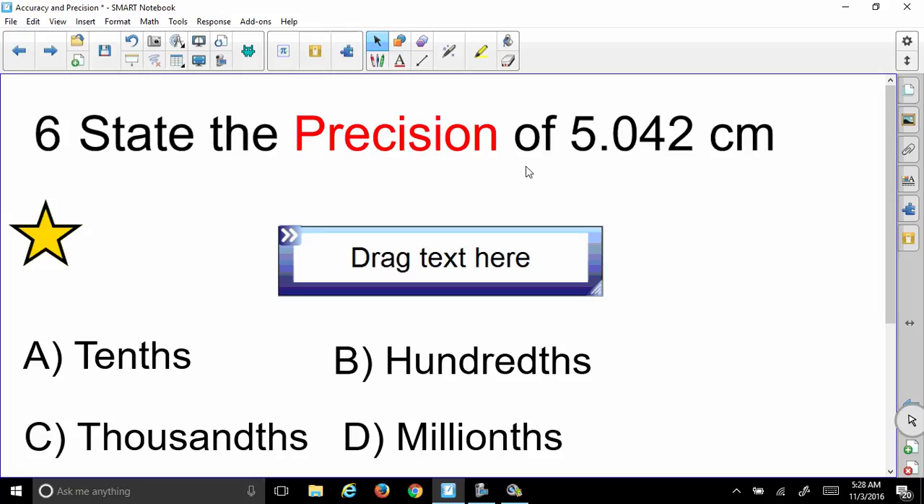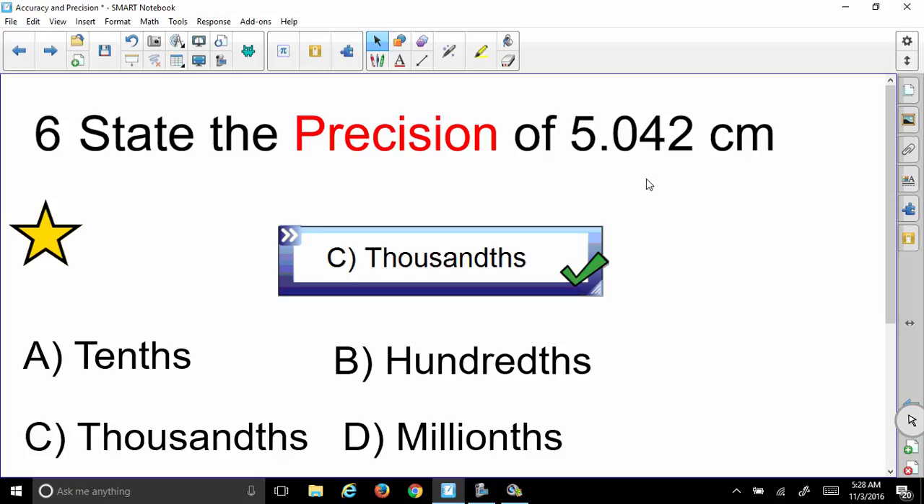State the precision of 5.042 centimeters. Remember, precision is the last place value in the number. So we have to include all of these digits because it has a decimal point and the 0 is captive inside this number. So we're including the 0, so 2 is the last place in this value. So what place is it? We got tens, hundred, thousand. So I'm going to grab C and drag that up here, and there's my answer. So thousands. Remember, that's the last place.